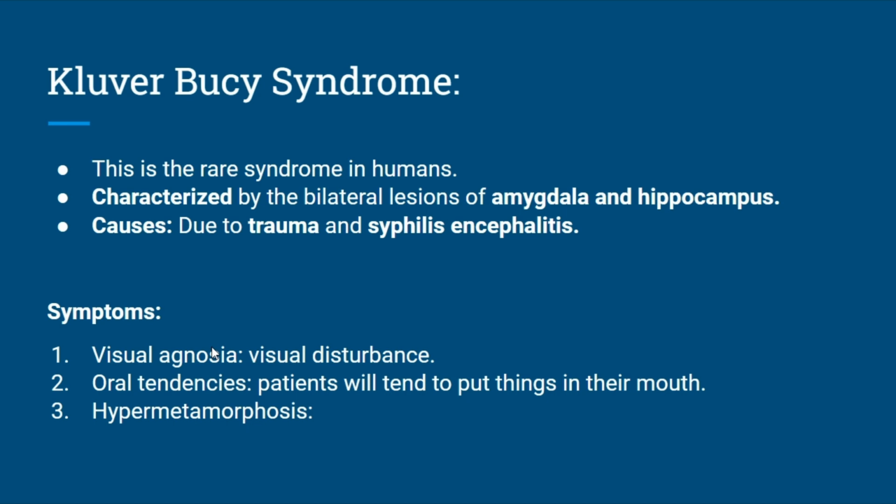The next clinical correlation is the Kluver-Bucy syndrome. This is a very rare syndrome in humans, and it is characterized by bilateral lesions of the amygdala and hippocampus. The causes of this one are trauma and syphilis encephalitis. Symptoms include visual agnosia, which is a visual disturbance, oral tendencies, where the patient will tend to put things in their mouth, and hypermetamorphosis. Then there's going to be diminished emotional response and hypersexuality.